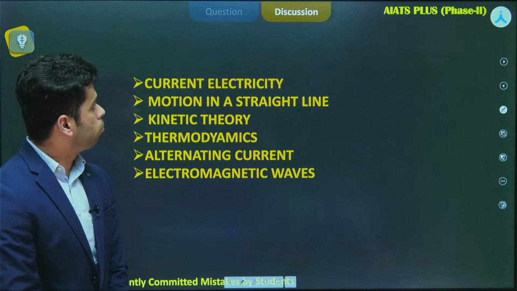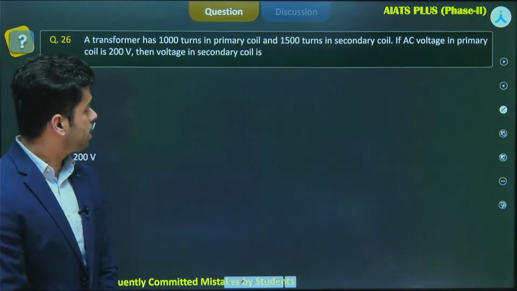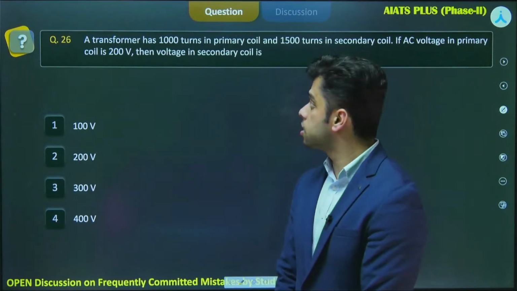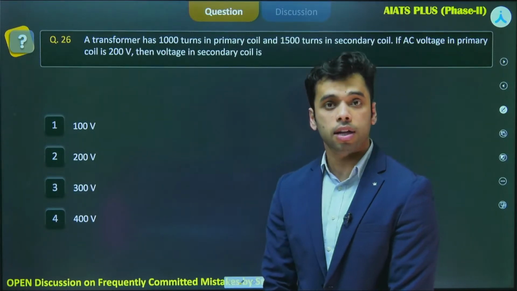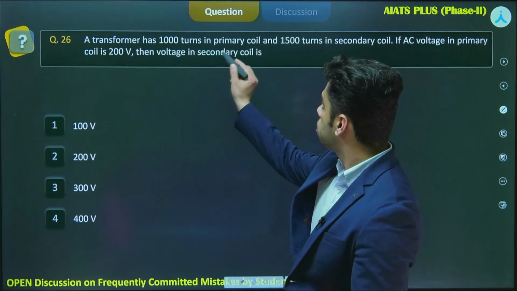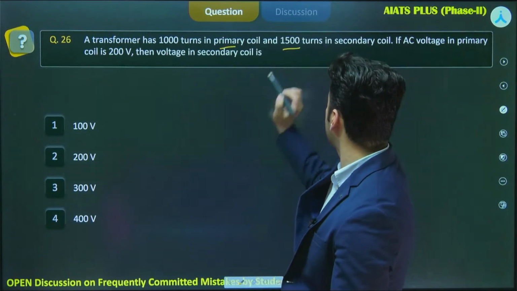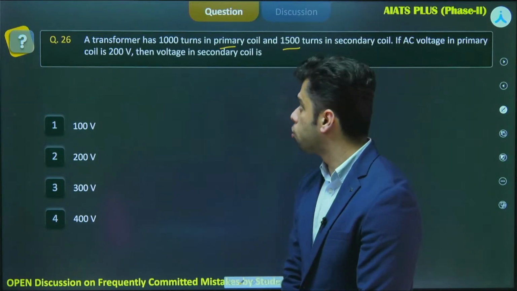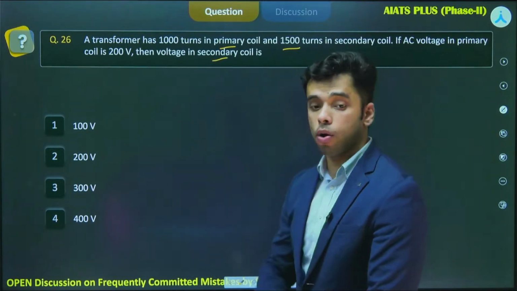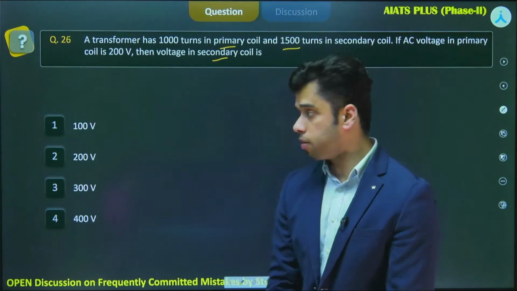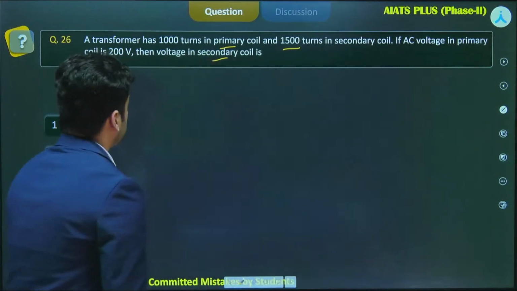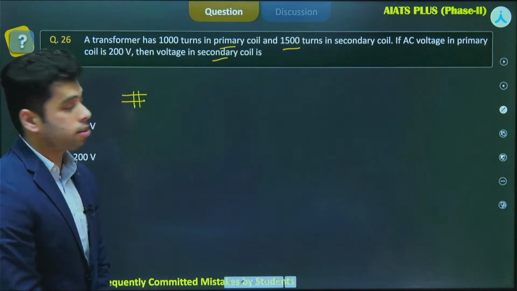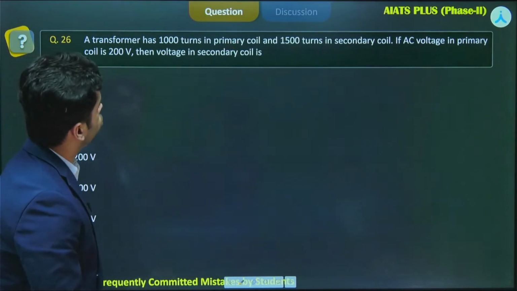Now, dear students, let's move towards our first problem, which is right in front of your screen. A transformer has 1000 turns in primary coil and 1500 turns in secondary coil. If AC voltage in primary coil is 200 volt, then you are required to find the voltage in secondary coil. Such kind of problem was there in the mock test 1 also that we just discussed, right? So let us go through the concepts first.